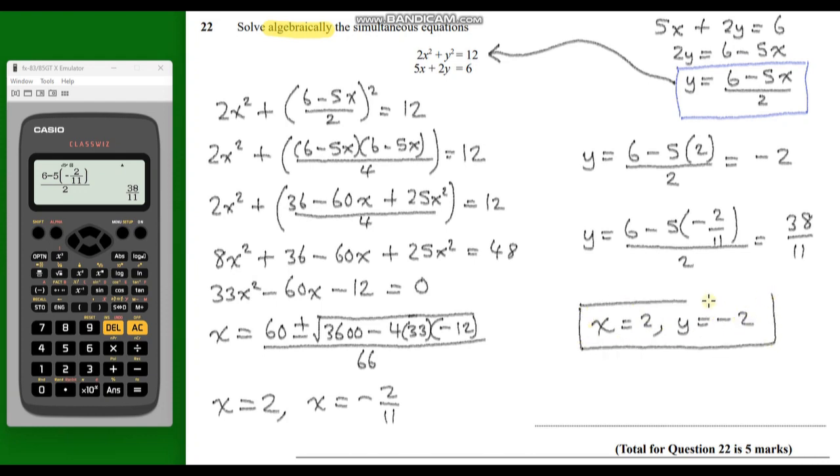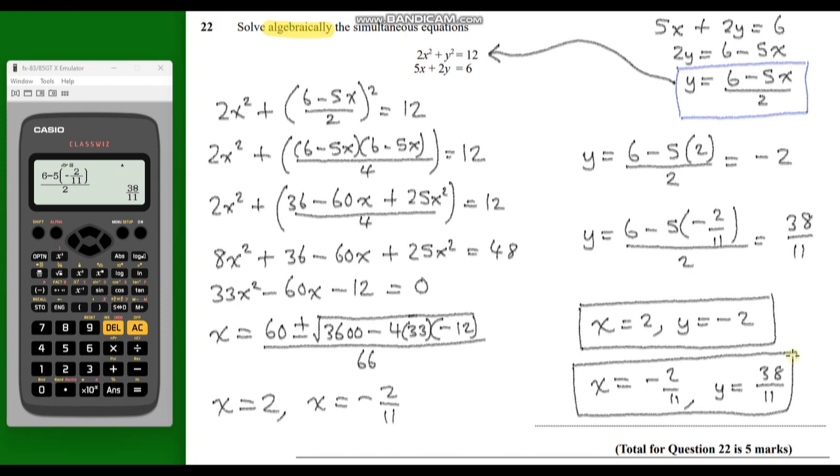I'm just going to box it to make it clear that that's one solution. And my other solution is going to be x is equal to negative 2/11 and y is equal to 38/11. So that is my second and slightly more complicated solution.